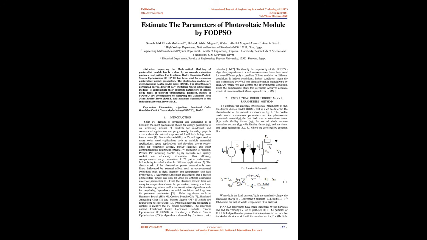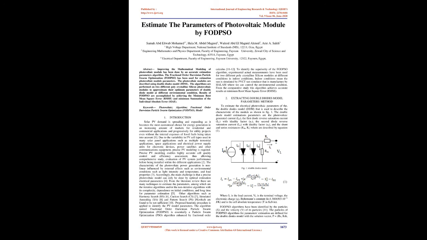2. The characteristic of the photovoltaic power generation is nonlinear, influenced by external effects such as environmental conditions like light intensity and temperature, and load properties. 3. Accordingly, the main challenge is that a precise photovoltaic model can only be achieved by optimal estimation of electrical parameters. 4. From the literature review, there are many techniques to estimate the parameters, among which are the iterative algorithms and or the non-iterative algorithms, with their complexity, dependence on initial conditions, and long time for parameter estimation.